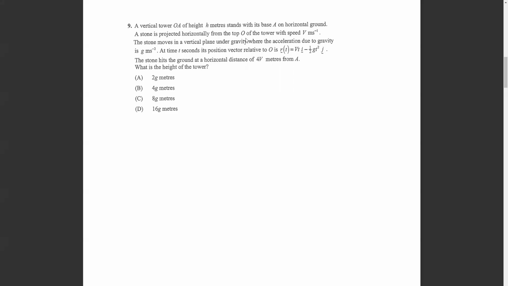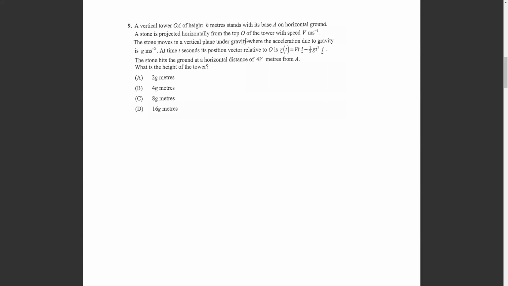Okay, so here we have a question regarding projectile motion. When you're doing a projectile motion question, just make sure you understand all the key information. Draw out a diagram if you have to. So you've got a vertical tower OA of height h meters, which stands with its base A on horizontal ground.